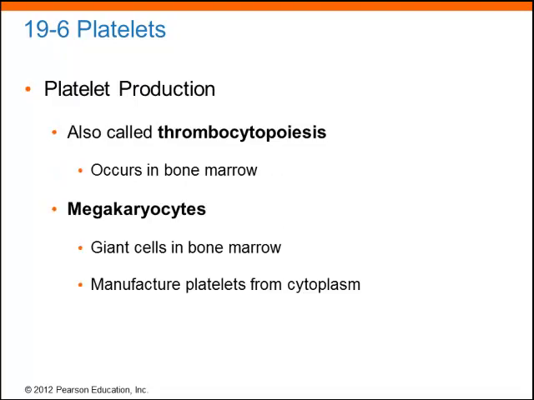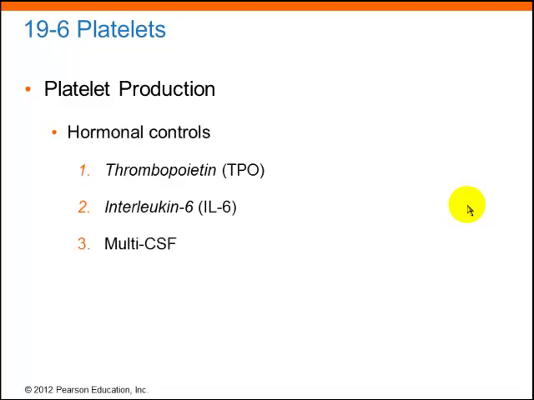So platelet production, thrombocytopoiesis, occurs in the marrow. The cells that produce them are called megakaryocytes. Mega means giant. Karyo refers to the nucleus of the cells. And so these cells are just constantly pinching off platelets into the circulation, under the control of several hormones, including one called thrombopoietin.